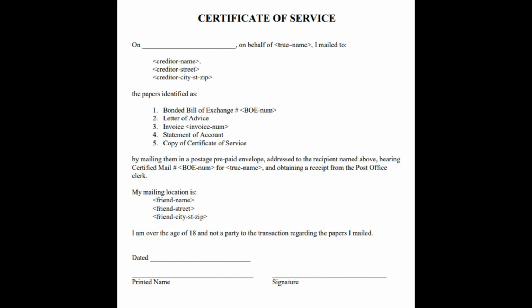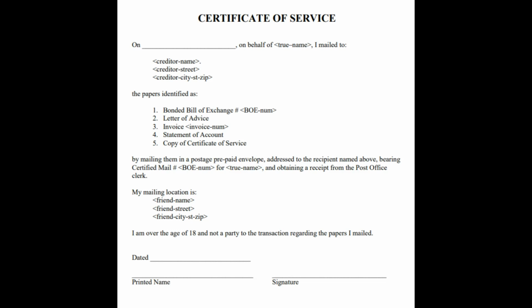So certificate of service. So this is what you're going to send with that. You can get a notary. You can have a friend do this as well too. So you're going to see in the next video what this really is too. So you don't always have to have it notarized. You can get two more parties to go ahead and witness it and sign it as well. So the papers identified: the bonded bill of exchange, the letter of advice, the invoice, the statement of account, which is basically the payoff bill, and then the copy of the certificate of service. But I would go ahead and get this notarized and send it all via notary as well anyway.